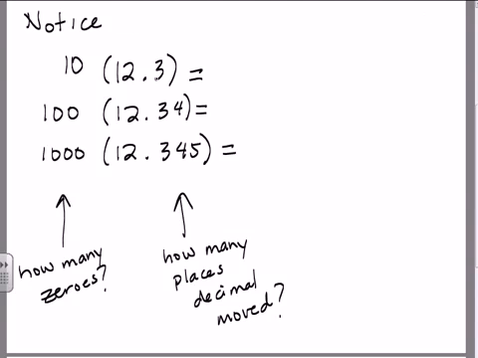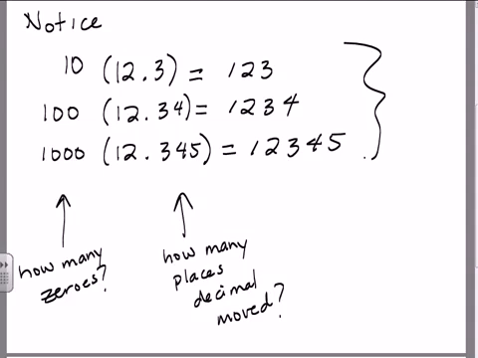Okay, notice if you take the decimal 12.3 and multiply it by 10, your result is 123. If you multiply 12.34 times 100, your result is 1234. And if you multiply 12.345 times 1,000, you get 12345. I'm going to leave you to verify that that happens when we multiply by powers of 10. We love powers of 10.